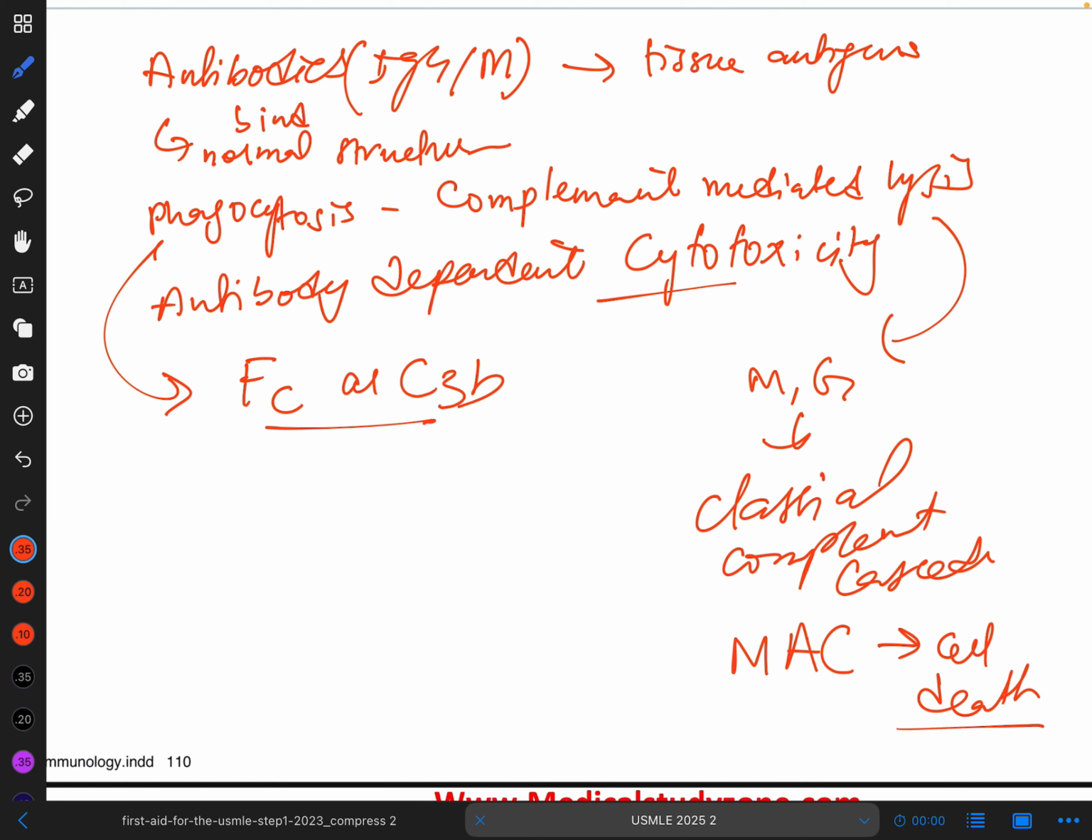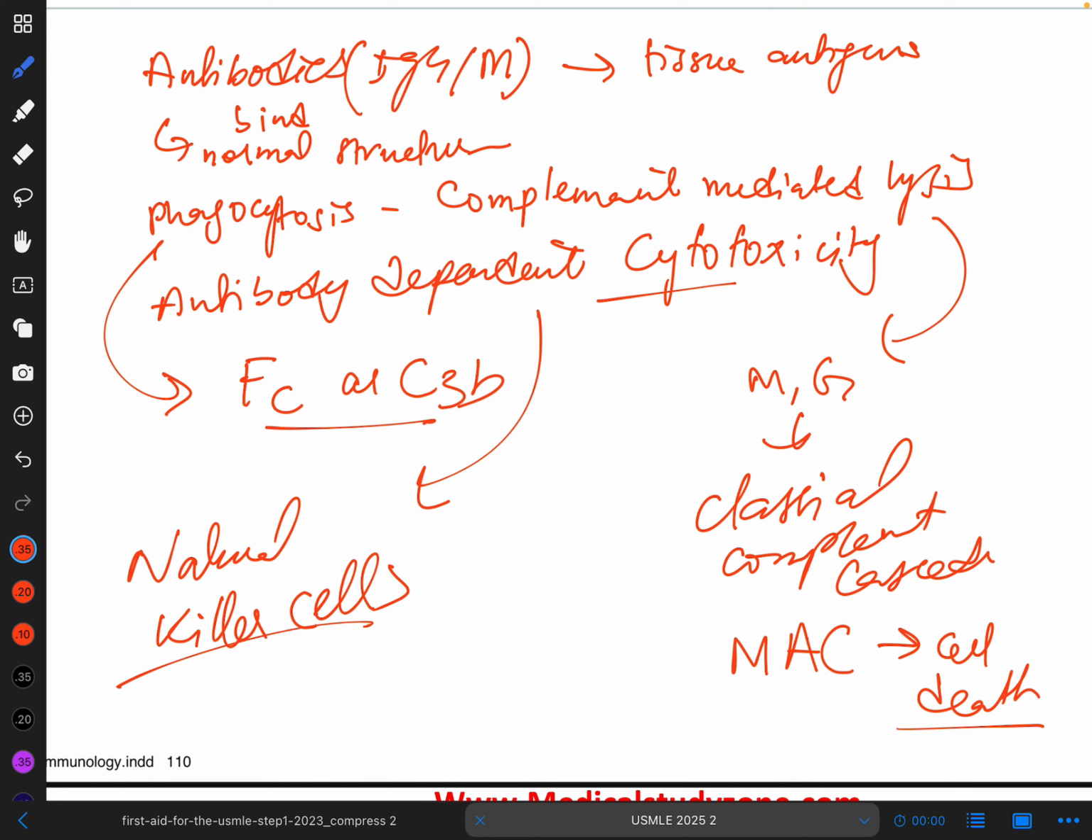You guys know the complement system is activated by three pathways. One is spontaneous, called the alternative pathway, another by mannose-binding lectin, and the third is the classical pathway. And third, antibody-dependent cytotoxicity: they will use natural killer cells. Natural killer cells are going to bind with the Fc portion of IgG, so they will activate and cause destruction.